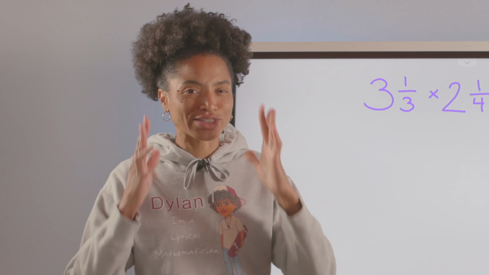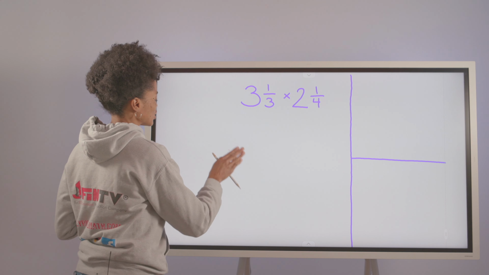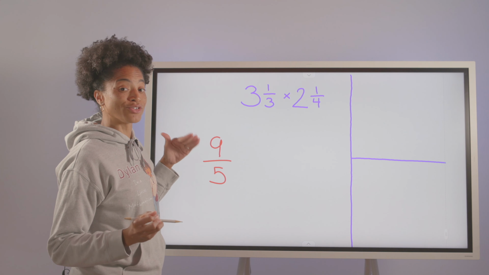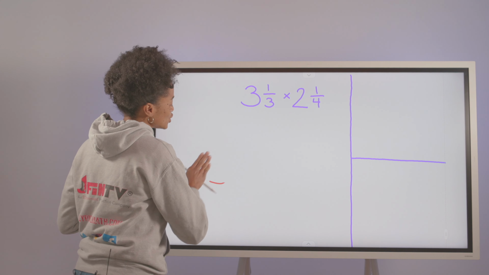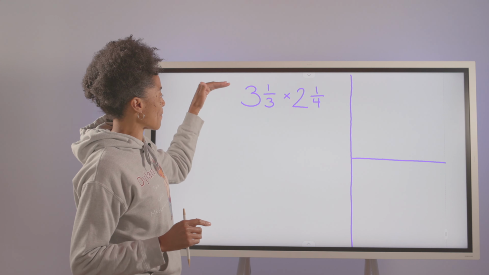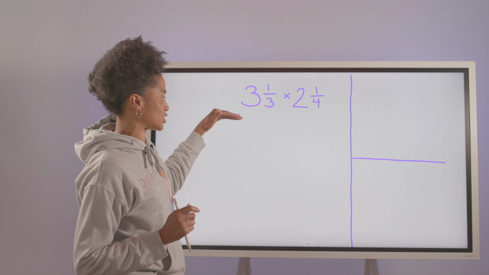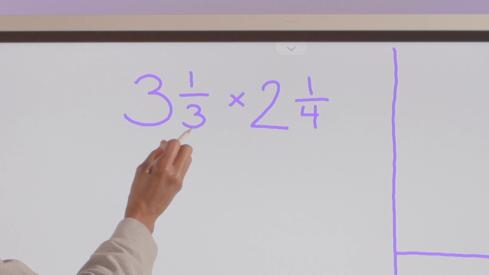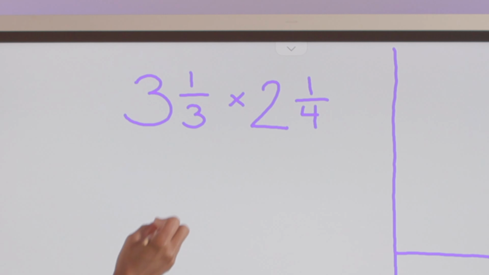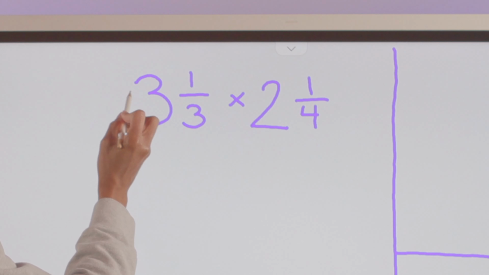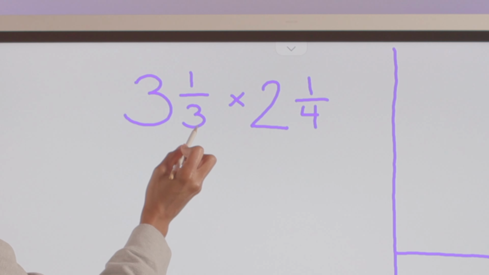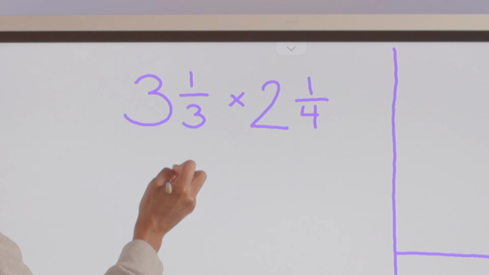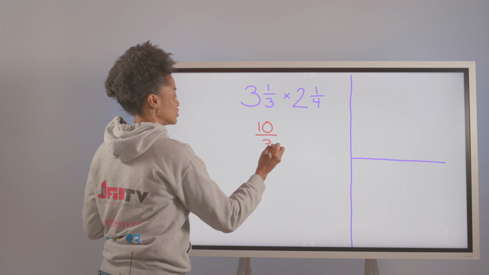The numerator is greater than the denominator. We could also have something like 9/5. Numerator greater than the denominator. So what we want to do for step 1 is change our mixed numbers into improper fractions. And the way we do that is we multiply our whole number to the denominator, then I take that and add it to my numerator. So in this case, we're going to do 3 times 3, which gives us 9, and 9 plus 1, which gives us 10. So we have 10 thirds, okay?